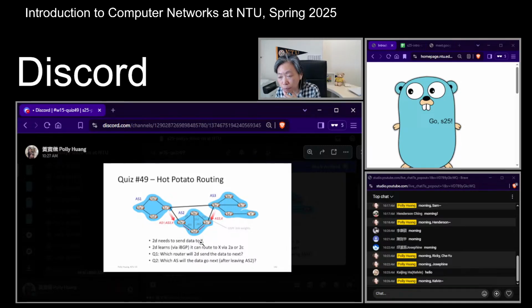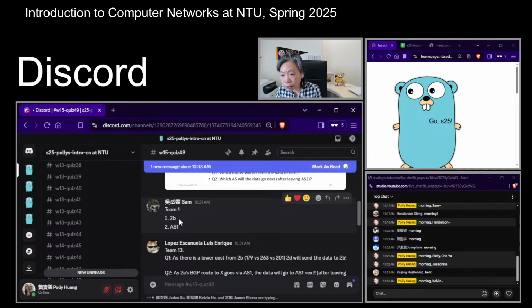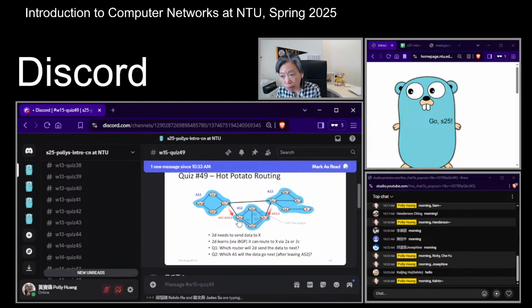Good. So 2D will send to 2B first, right? And 2B, following the shortest path algorithm, will send to 2A. So you know what, Team 1, you're correct. The next router to forward the data to is 2B. And so the data will go to 2A.